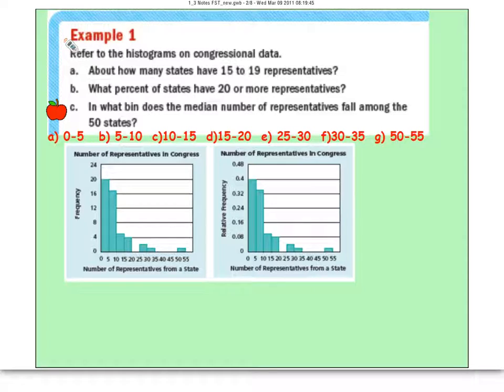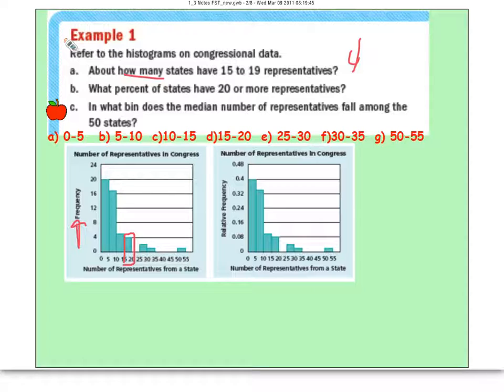Question A asks, about how many states have 15 to 19 representatives? Well, 15 to 19 representatives is right here, and for how many, that's a count, so we would look at the frequency histogram, and the count for that is 4.